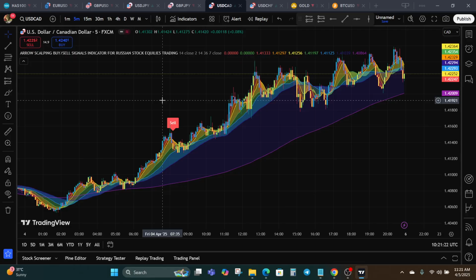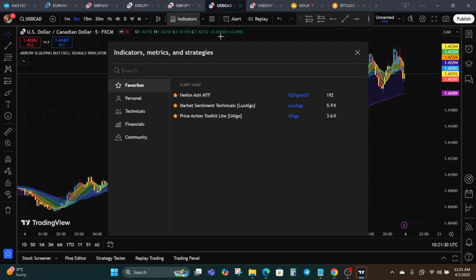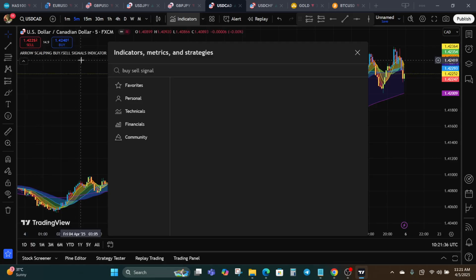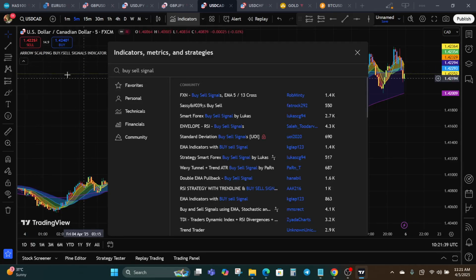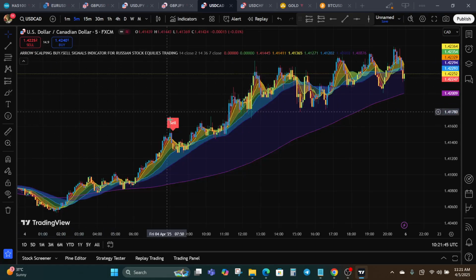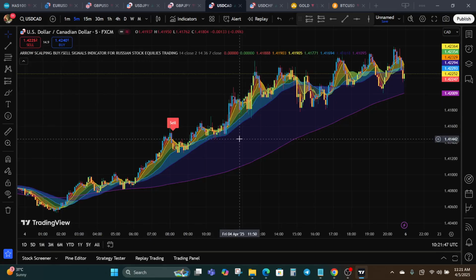Now that you know what the indicator is, setting it up is incredibly easy. You don't need to be a technical expert. Just come here and search for the buy sell signals indicator. You can select this particular one that I am explaining in this video, the arrow scalping buy sell signal indicator. There are a lot of indicators here on TradingView, so just select this particular one that I'm describing.